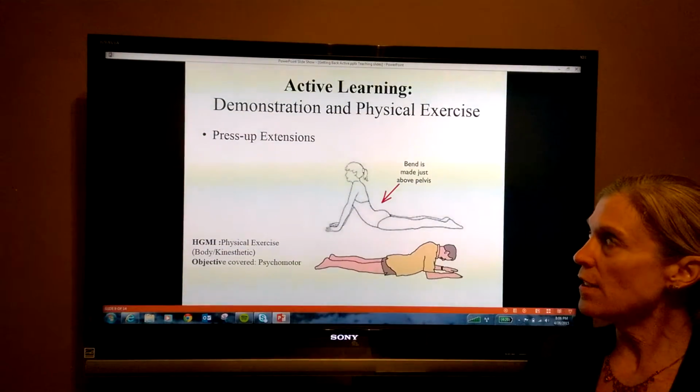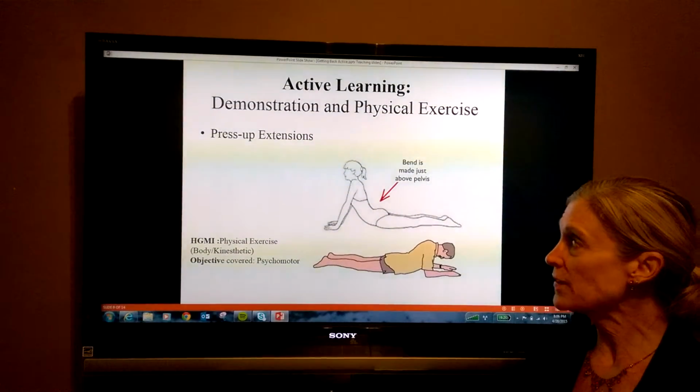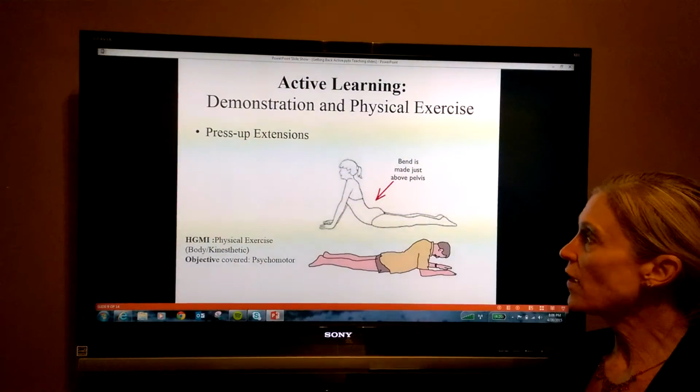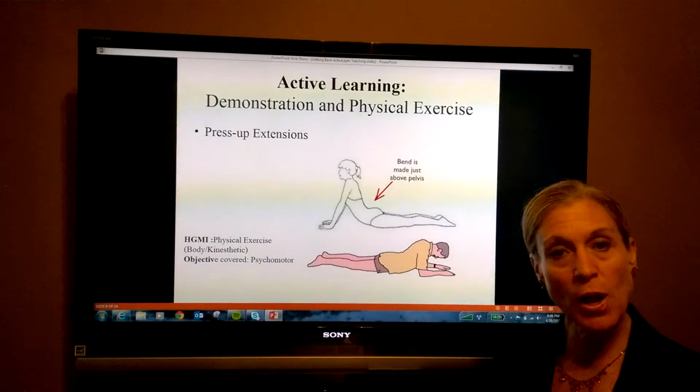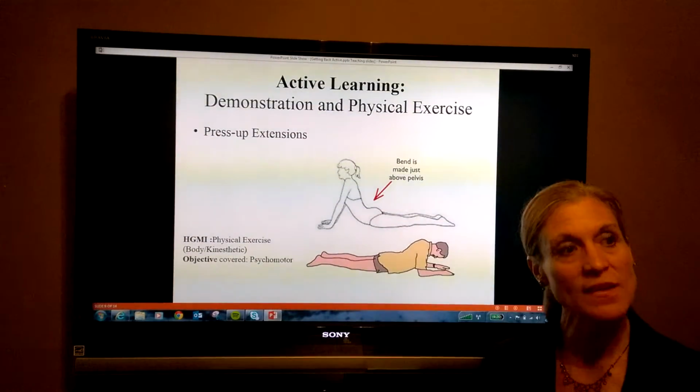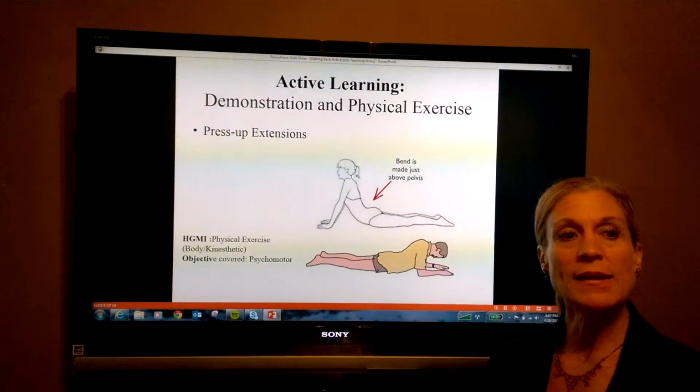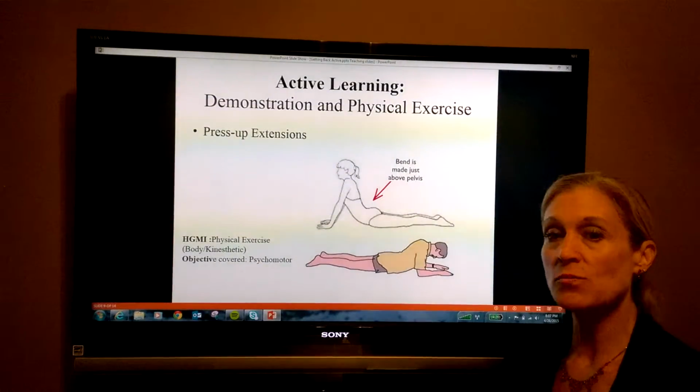Okay. The next exercise is going to be press-up extensions. With this particular exercise, they're going to be laying on the floor. Again, I would ask the participants in the room if they have any problems laying on their stomach. Some patients obviously would, and in that particular instance, I would have them just sit.